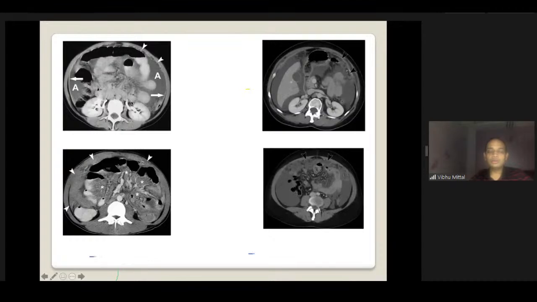The left side image, left top, shows a very smooth, thin, enhancing peritoneum. And the lower one is showing quite a hyperemia in the mesentery. While the right to make a definite diagnosis.